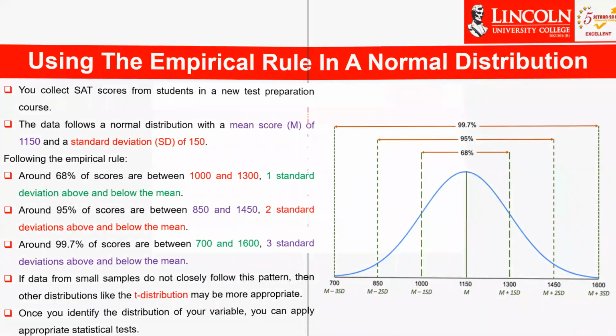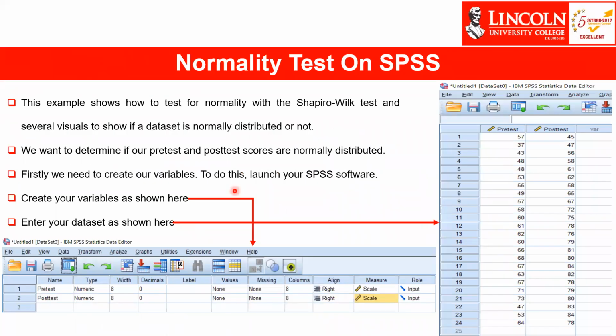Now, how do we perform normality tests on SPSS? You have your data set. You want to check whether your data set is normally distributed or not. This example shows how to test for normality with the Shapiro-Wilk test and several visuals to show if a data set is normally distributed or not. We want to determine if our pretest and post-test scores are normally distributed.